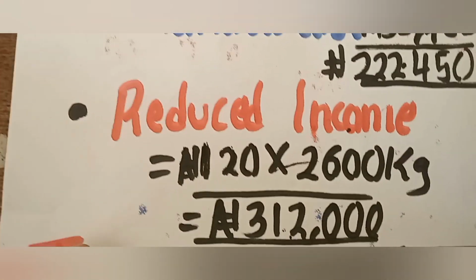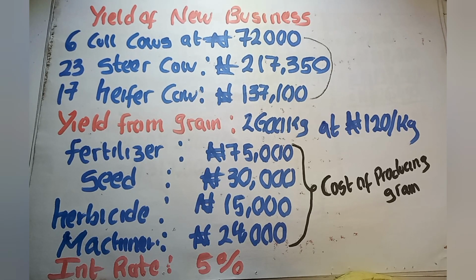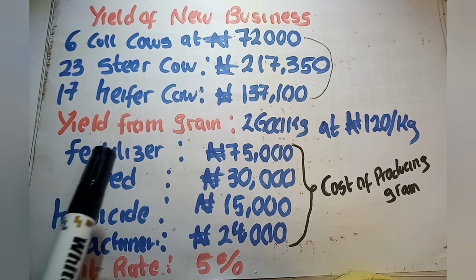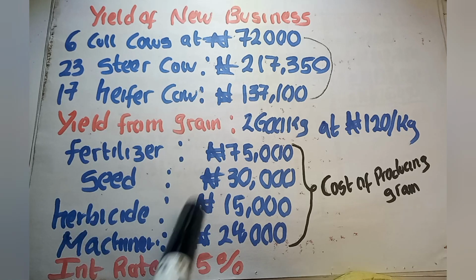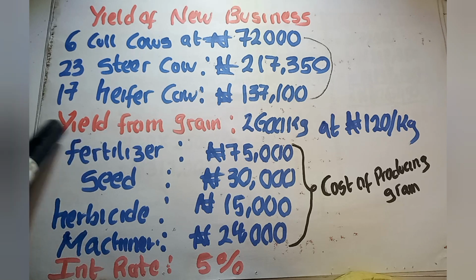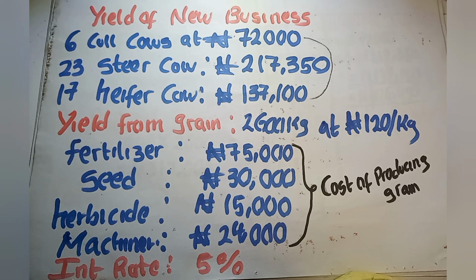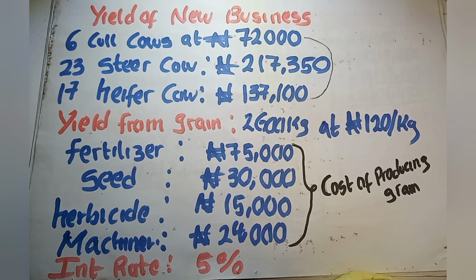So now, after calculating the reduced income, we are going to proceed to calculate our reduced costs. Of course, that is the cost it will not be incurring again as a result of the proposed change. So that will be the cost of fertilizer, seed, herbicide, and machinery. If you add all these costs together, we're going to be adding 75,000 naira plus 30,000 naira plus 15,000 naira, then plus 24,000 naira. So that is 144,000 naira. Then we are going to estimate the interest rate of 5% on the summation of all this, and then add it to the total. That's what I'm going to be doing.